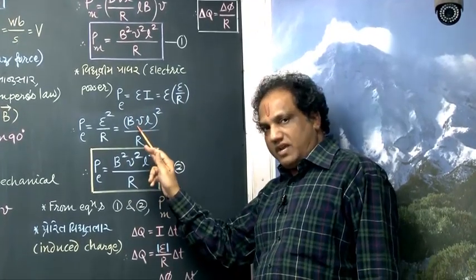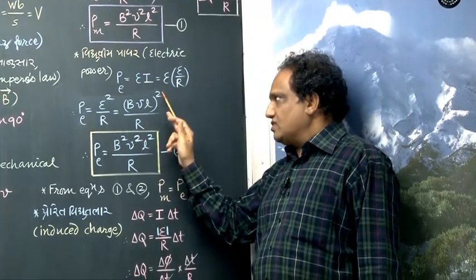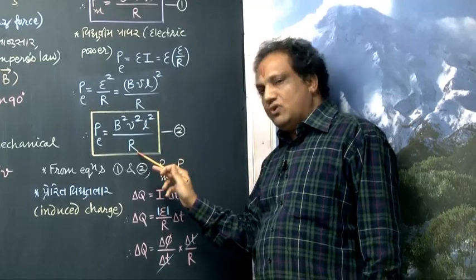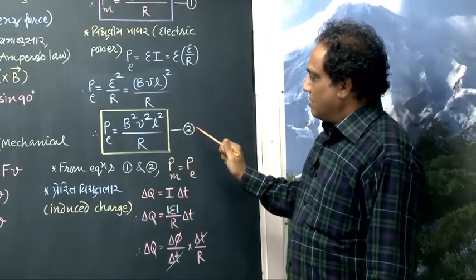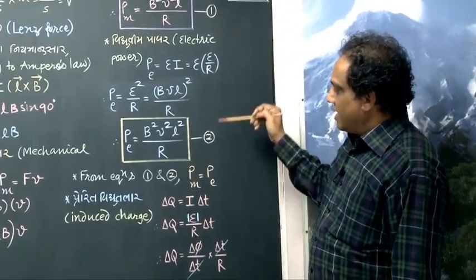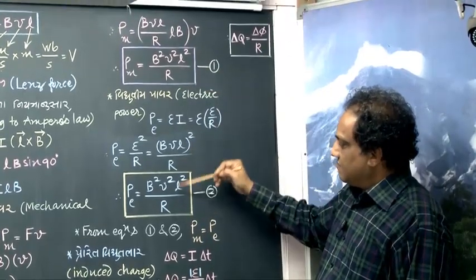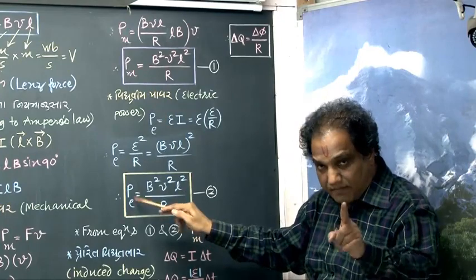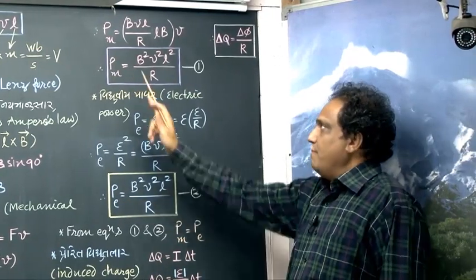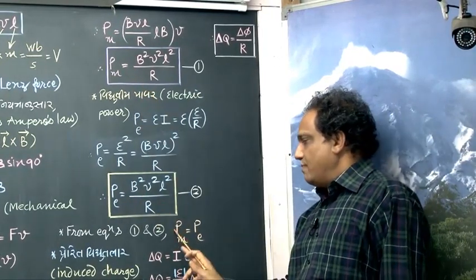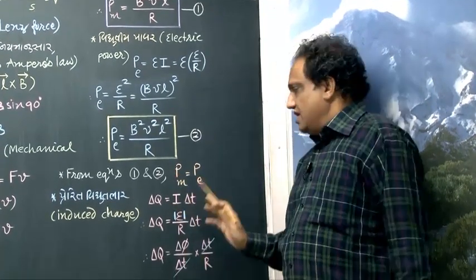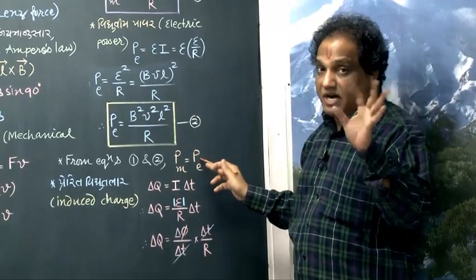Now tell me, when you take the square here, it is B square, V square, L square upon R. Come on, give it equation number 2. Compare equations 1 and 2. Right hand sides are same. So left hand sides also must be same. That's why I have written here PM equals PE. Mechanical power spent is equal to electrical power generated.